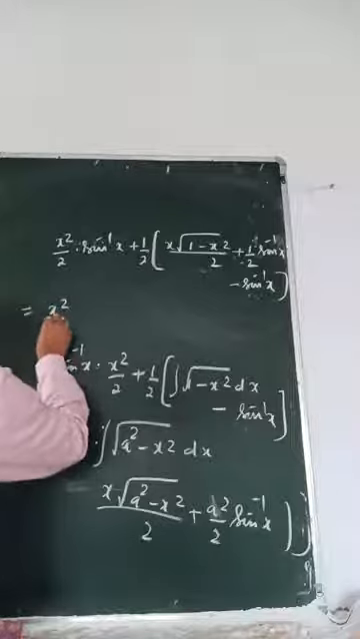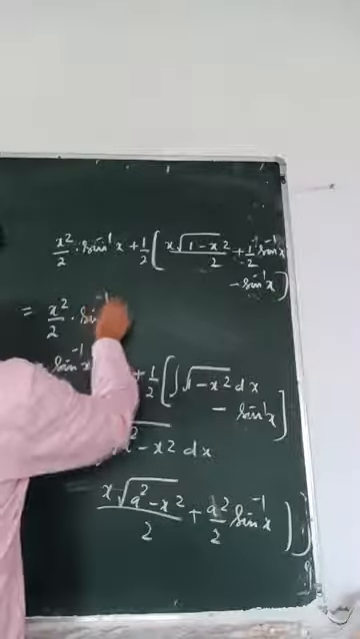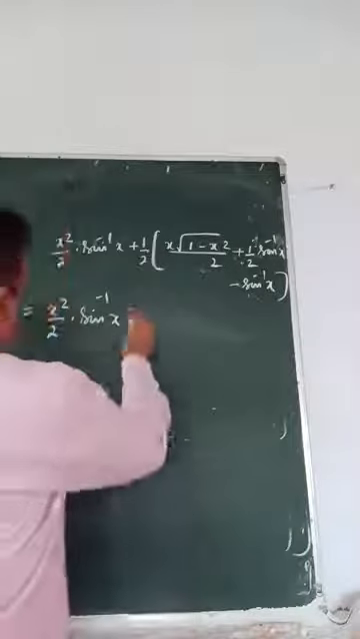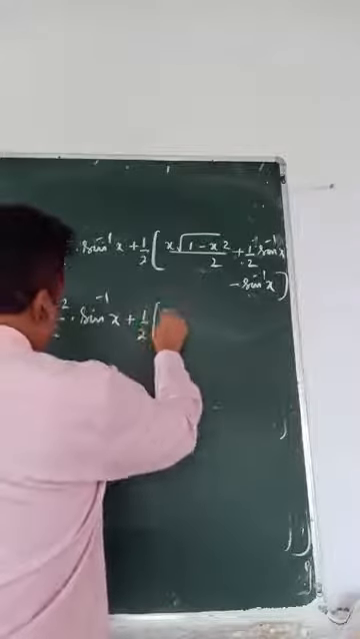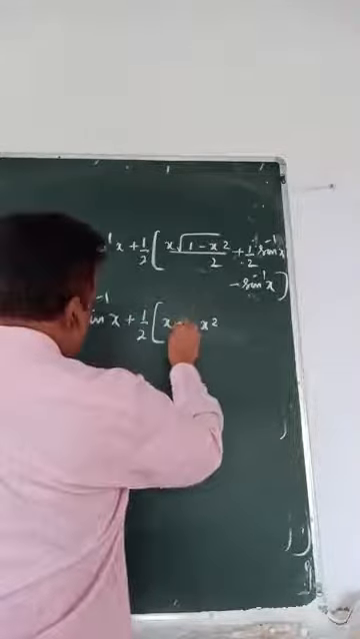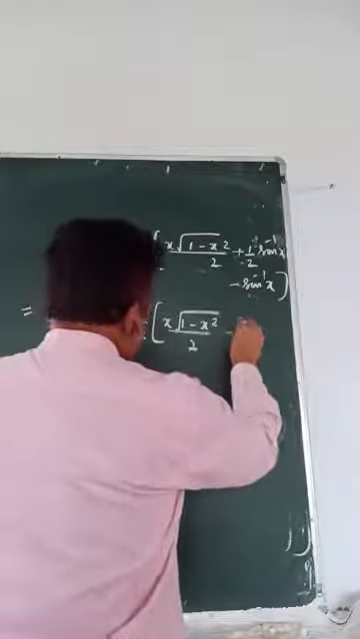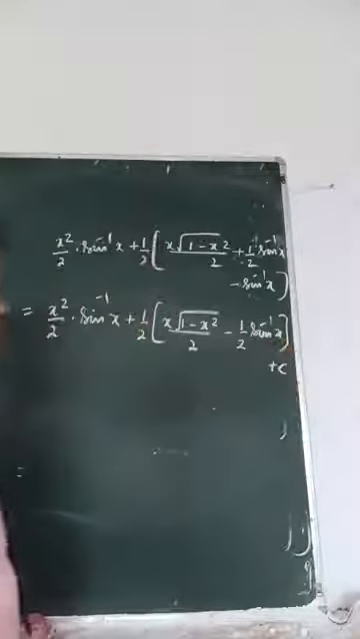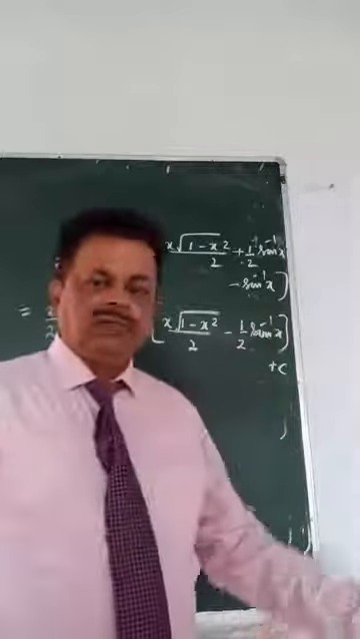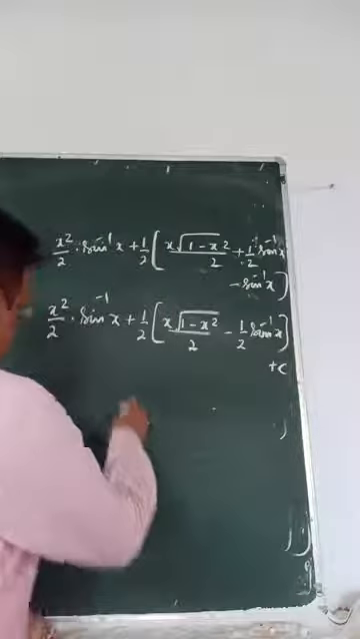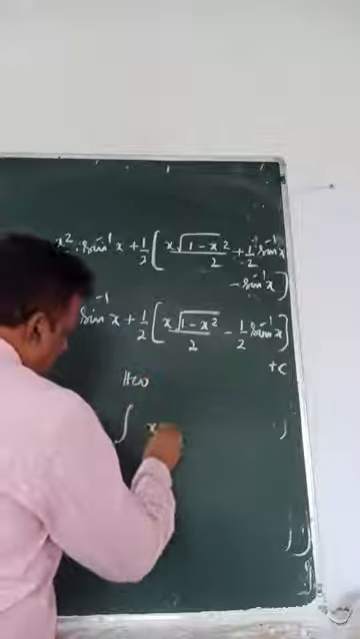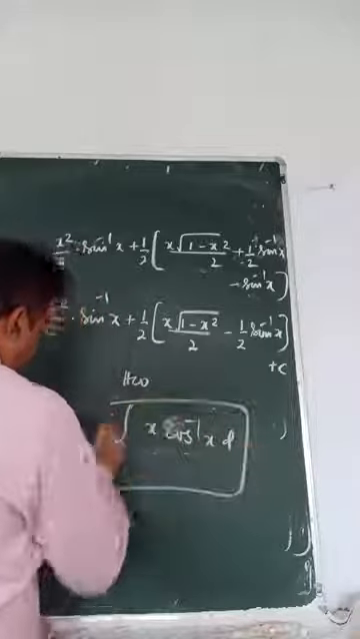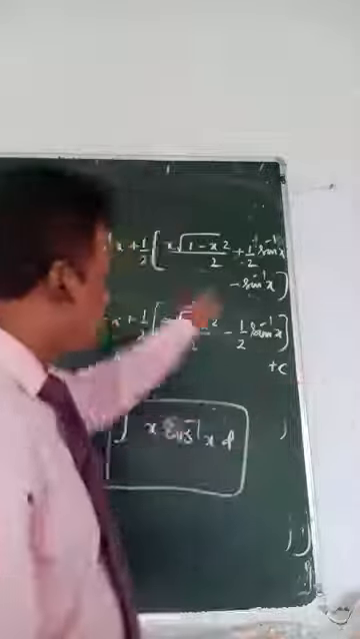So x square by 2 sine inverse x plus half x into root of 1 minus x square by 2 minus half sine inverse x plus half. If you want to multiply by half, you can do, or you can leave it like this. Okay, now you try a similar question, x cos inverse x dx. You do this question, exactly the same pattern.